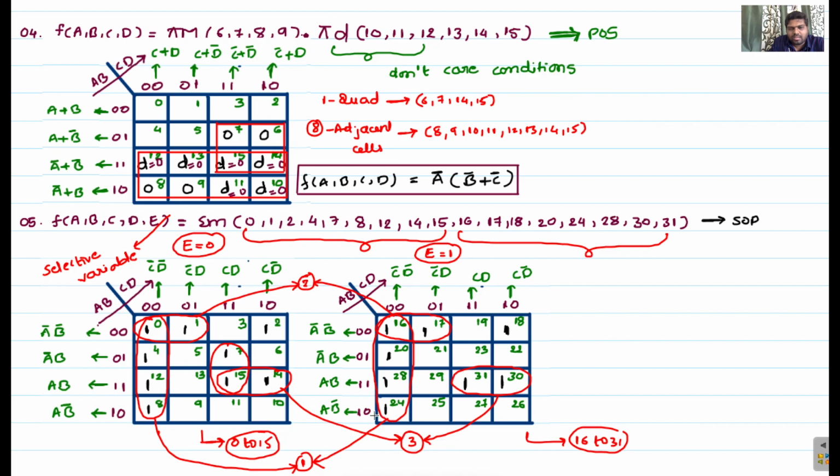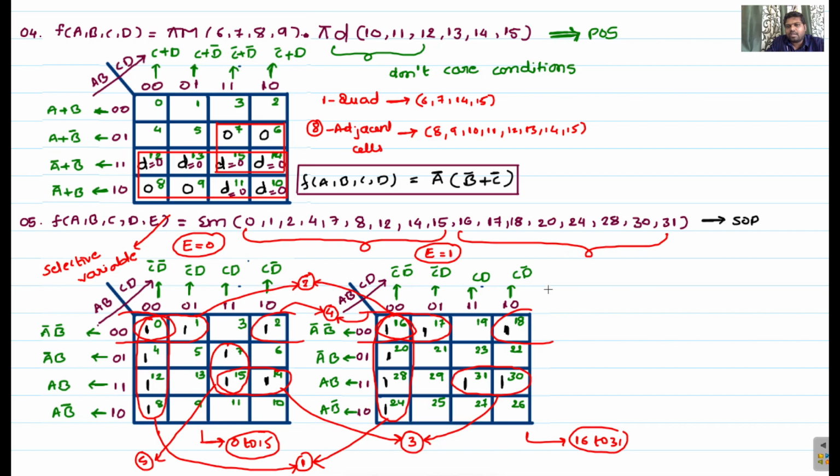Next, is there any other possibility? If you observe this 0 and 2, here also we can expect one pair, right? 0 and 2. If you observe this K map, 18 and 16, this is also one pair. It is in the same location, so I am indicating this as 4, and this one should be considered as 5.